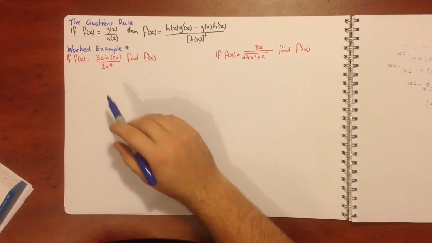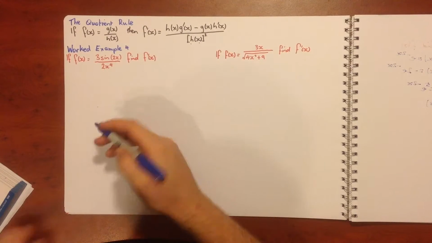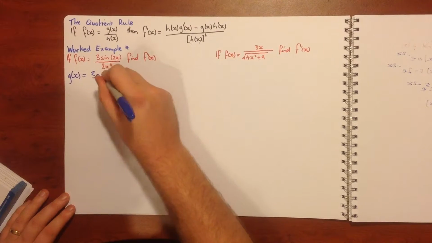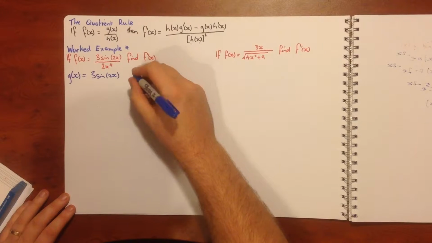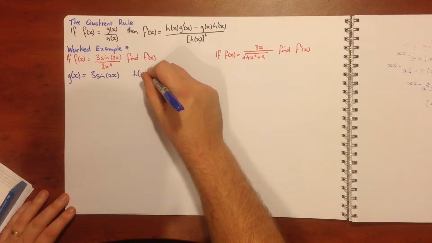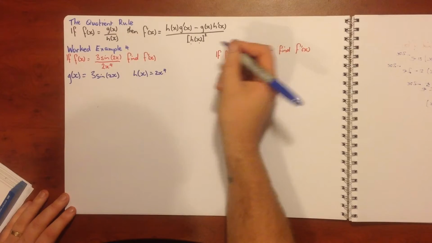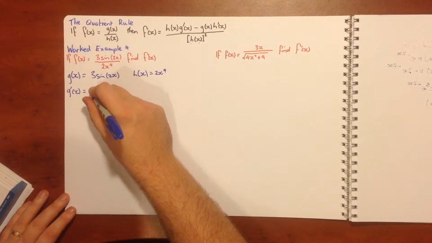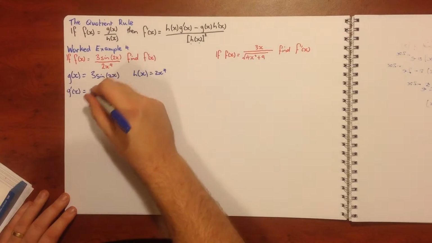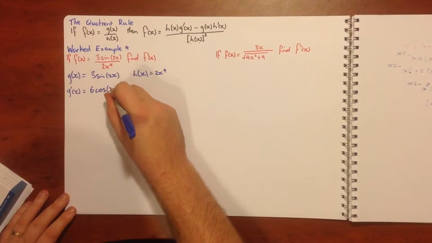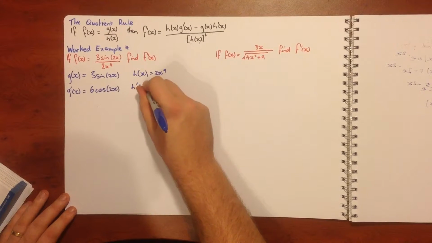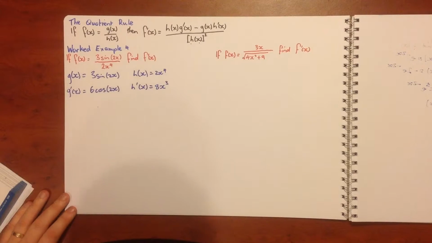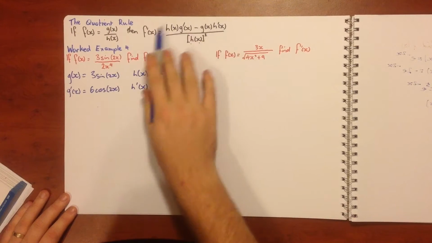Okay, so we'll have a look at this worked example that we've got. Let's set it up again. g of x is our 3 sine of 2x, and h of x equals our 2x to the 4. So g dash of x, sine goes to cos, so it's going to be 6 cos of 2x, and h dash of x is going to equal 8x cubed. Now we can build up our solution.